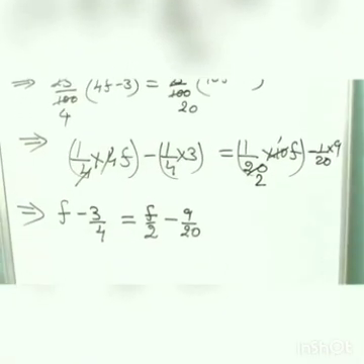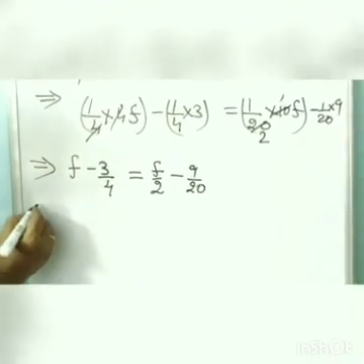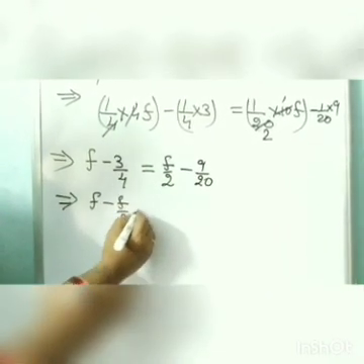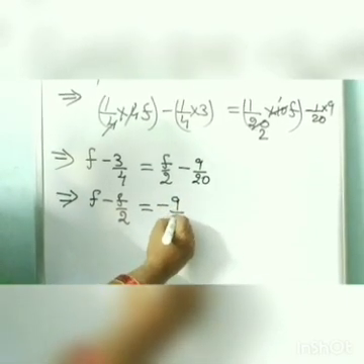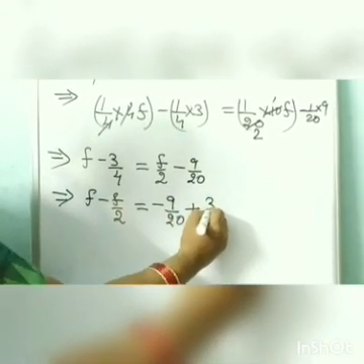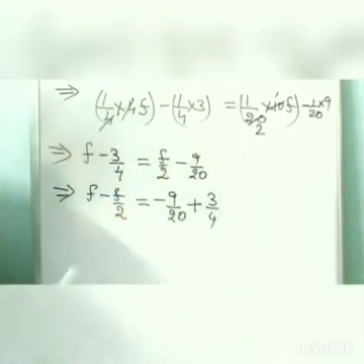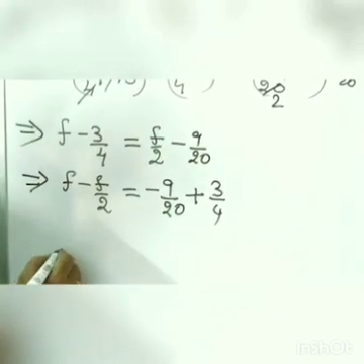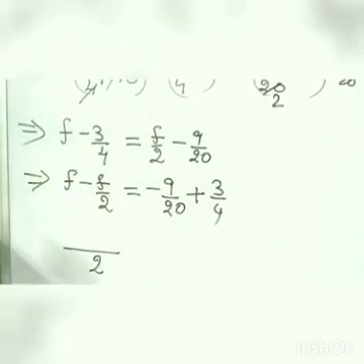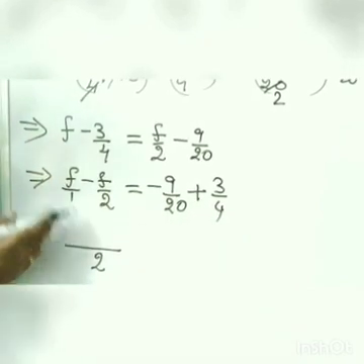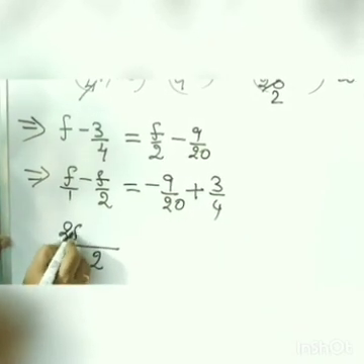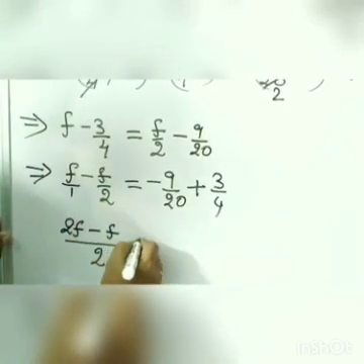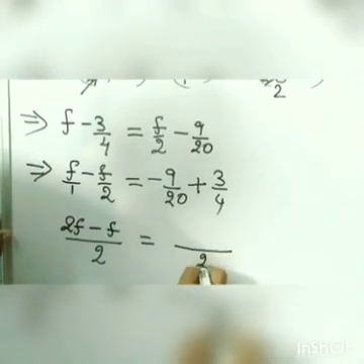Okay. Now let's bring all the variables to the LHS. So we have f minus f by 2 equal to minus 9 by 20 plus 3 by 4. 3 by 4 comes to the right hand side and minus becomes plus. So here you have the LCM as 2. LCM is 2 and you have 1 goes to 2 times. You get 2f minus f. 2 ones are 2.